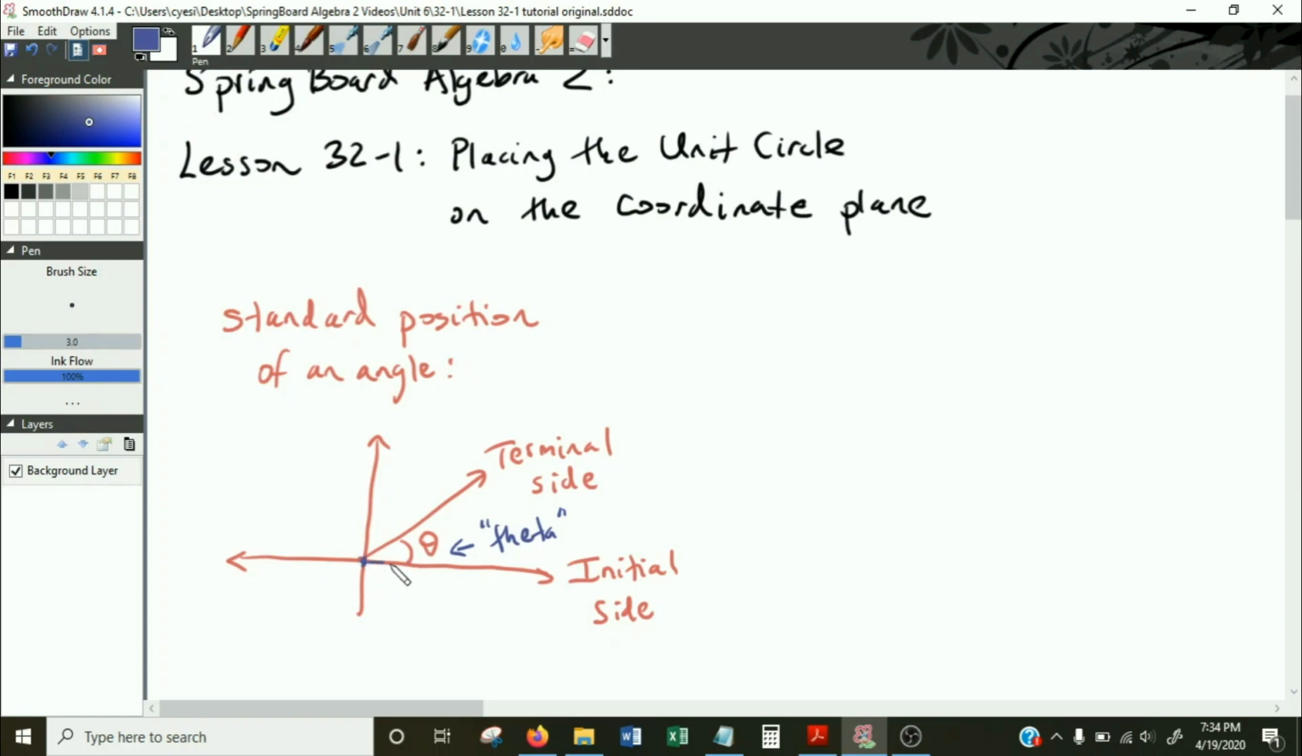So one side of it is called the initial side, and the other side is called the terminal side. So terminal means ending side. And if an angle is written like this, where it starts from the x-axis and then goes counterclockwise to the left, and then it ends in the terminal side, that whole positioning is called the standard position of an angle.